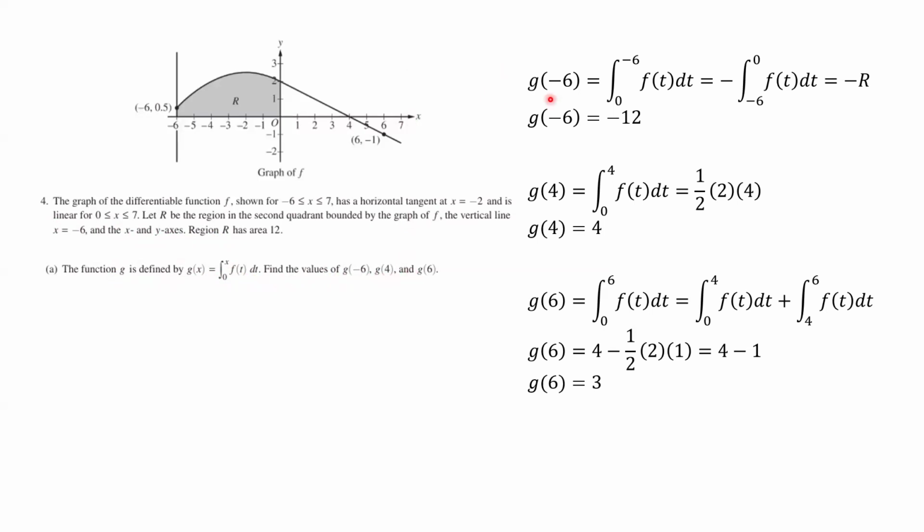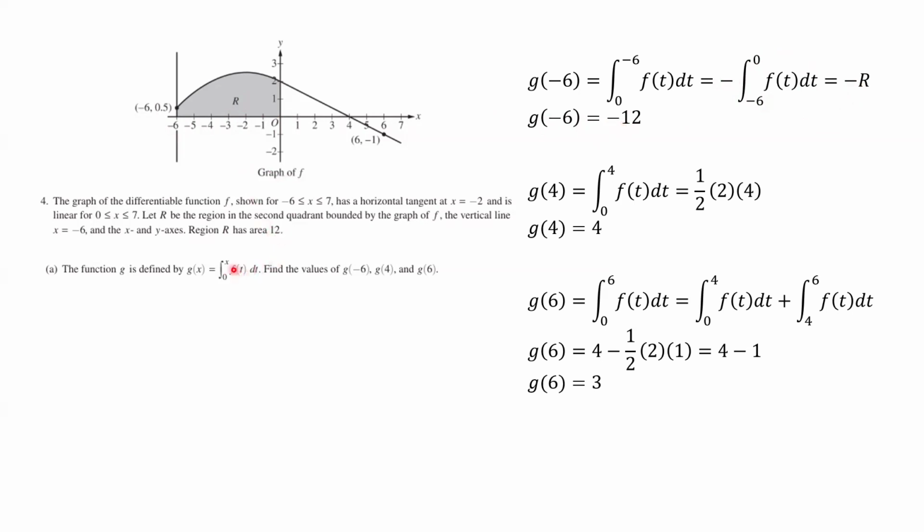So g of -6, we plug in x as -6. So we get the integral from 0 to -6 of f of t dt. You're probably more used to the smaller limit on the bottom, so you can flip the limits of integration and add a negative sign. Now the integral from -6 to 0 is the area under the curve from -6 to 0, which is R. We still have the minus sign, so it's minus R. So g of -6 is -12, because they give us R is 12.